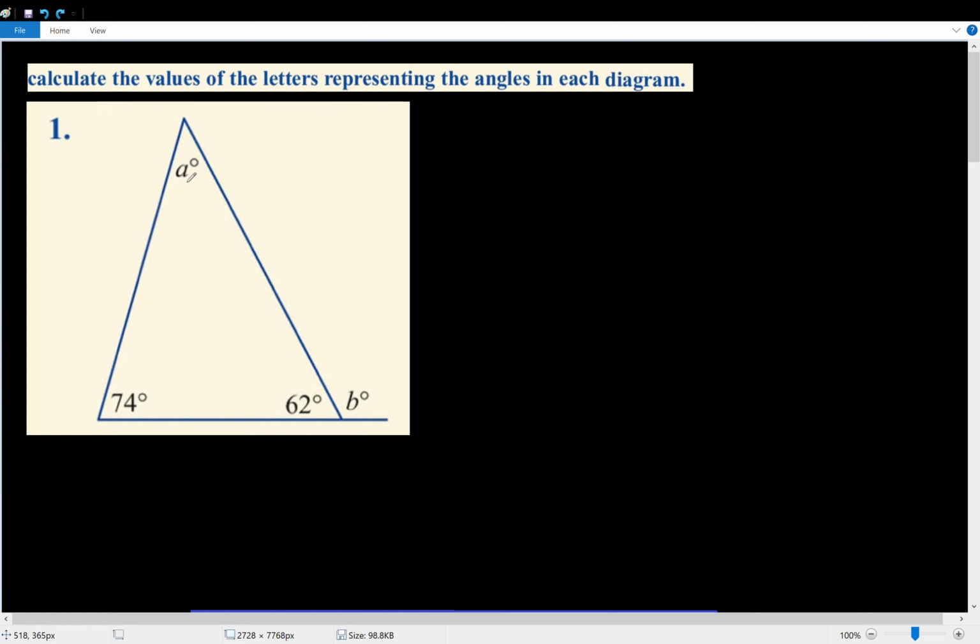Now, all three angles inside a triangle should sum up to 180 degrees, which means A plus 74 plus 62 is going to be equal to 180, which means A plus 136 is equal to 180. So A is going to be equal to 180 minus 136. So A is going to be equal to 44 degrees.